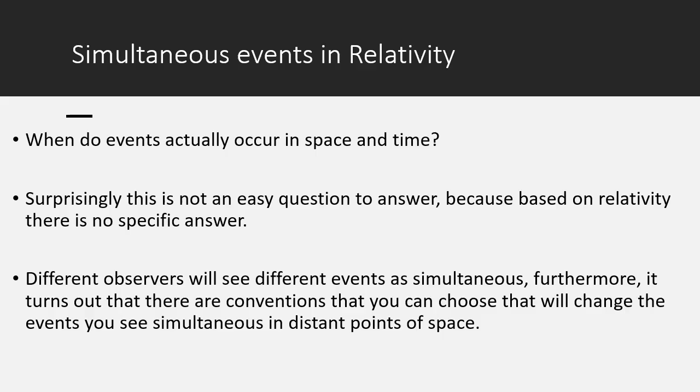Surprisingly, this is not an easy question to answer because, based on relativity, there is no specific answer. Different observers will see different events as simultaneous. Furthermore, it turns out that there are conventions that you can choose that will change the events you see as simultaneous in distant points of space.